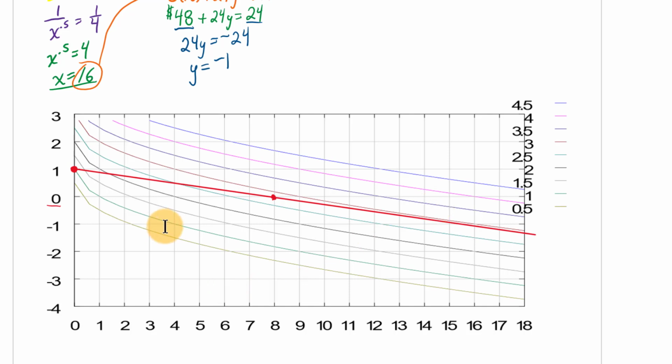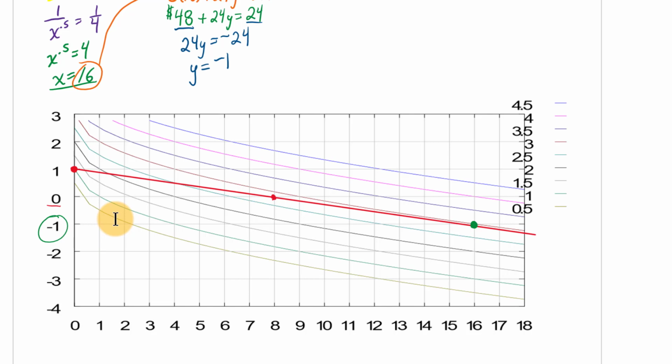This solution is suggesting that we should buy negative 1 y and 16 x's, and that would put us right over here. But if we think that this is not possible, how does this consumer have a y to sell? Maybe that's not really something that they already have.